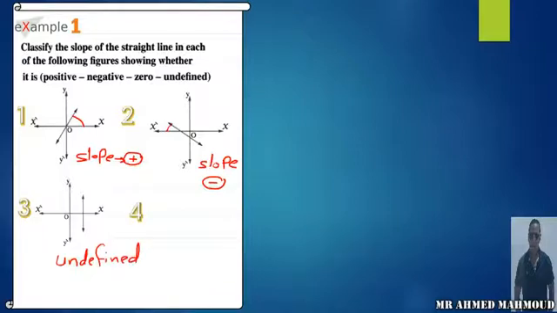Number 4, the line here is parallel to the x-axis, then the slope here equals 0. It's clear now that there are four cases of the straight line: inclined on the positive direction of the x-axis, inclined on the negative direction of the x-axis, parallel to the y-axis, and parallel to the x-axis. Okay, the next example.